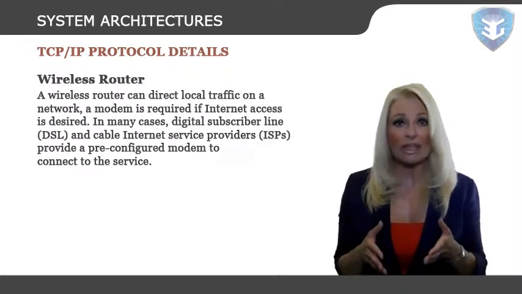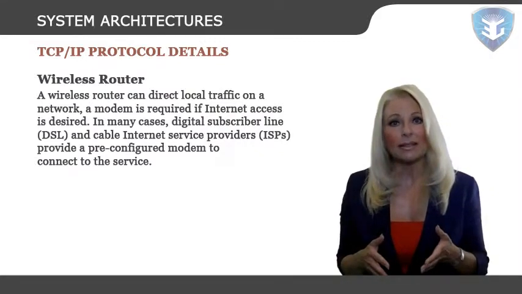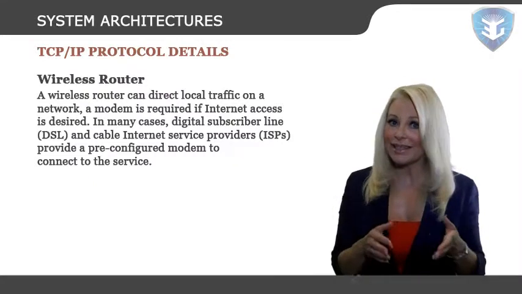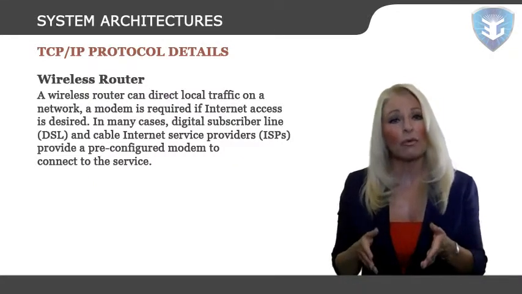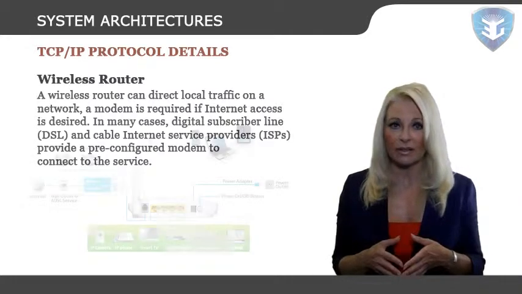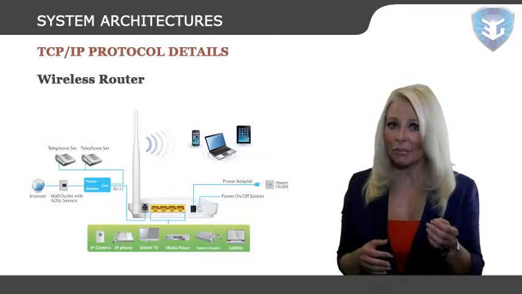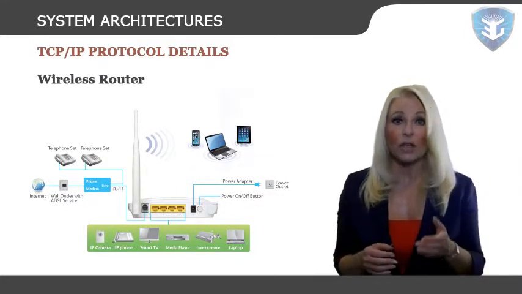Wireless router. A wireless router can direct local traffic on a network. A modem is required if internet access is desired. In many cases, digital subscriber line (DSL) and cable internet service providers (ISPs) provide a pre-configured modem to connect to the service. This type of router can be connected to the modem to provide internet access to the network.